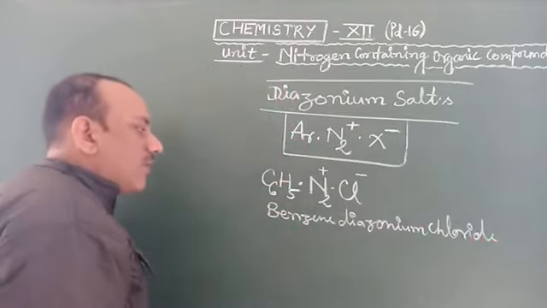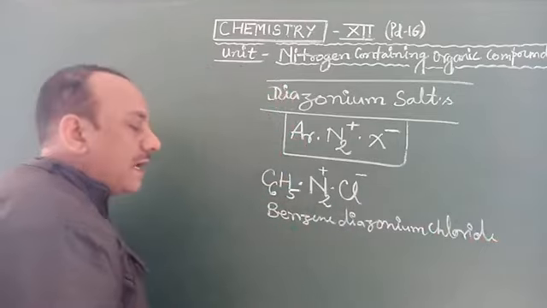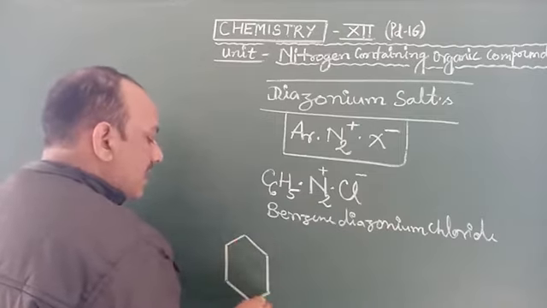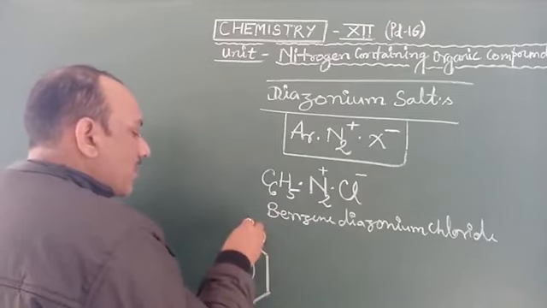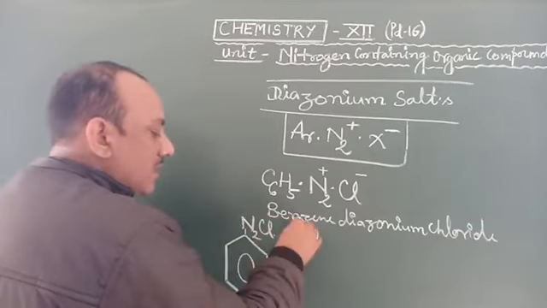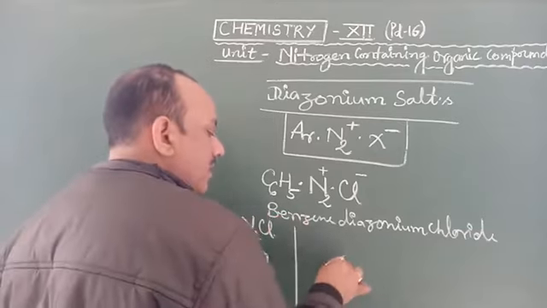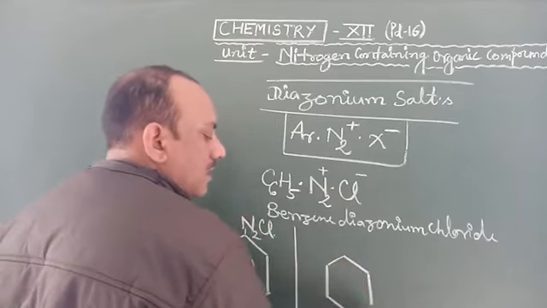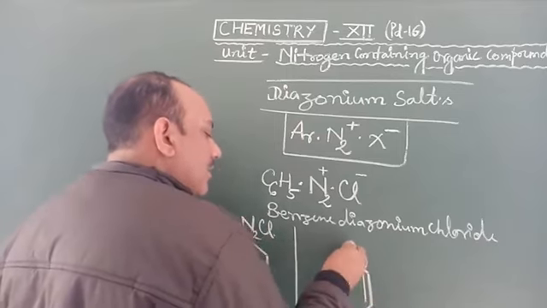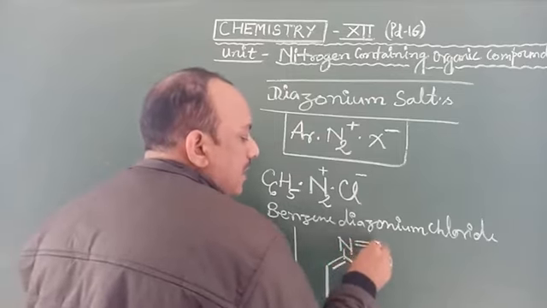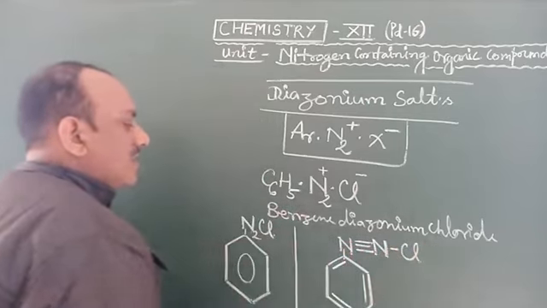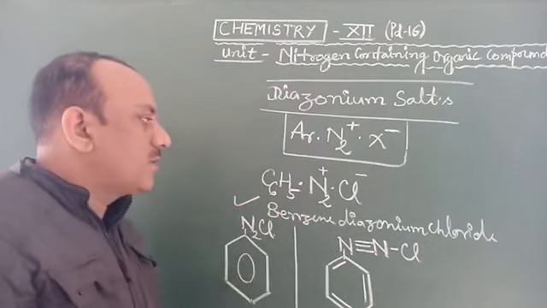Now the structural formula of benzene diazonium chloride. Benzene ring, and in the normal position N2Cl. It is also represented by its bond structure: alternate double bonds, and in the normal position N triple bond NCl. This one is the structure of benzene diazonium chloride.